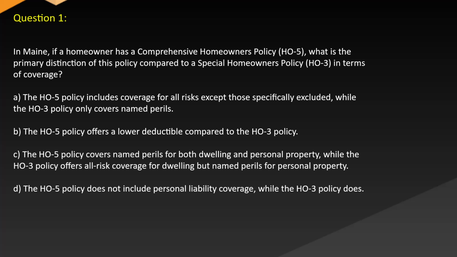C. The HO5 policy covers named perils for both dwelling and personal property, while the HO3 policy offers all-risk coverage for dwelling but named perils for personal property. D. The HO5 policy does not include personal liability coverage, while the HO3 policy does.